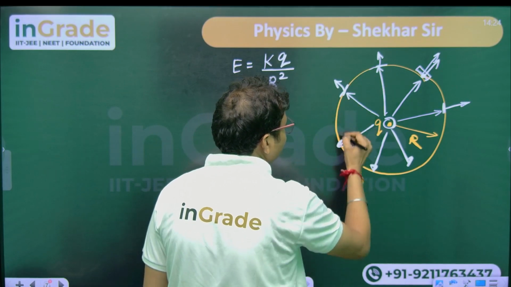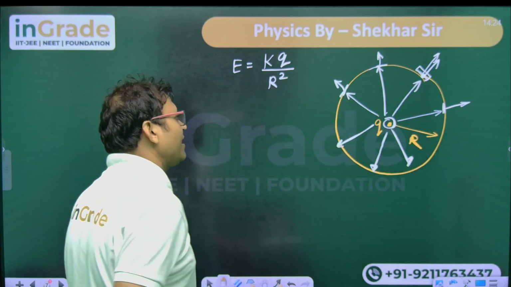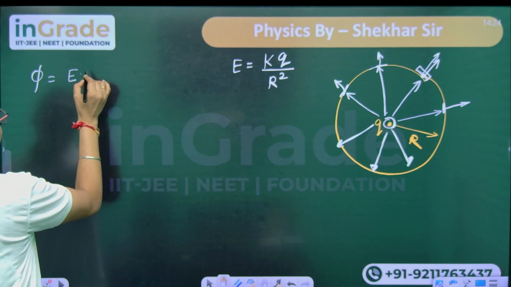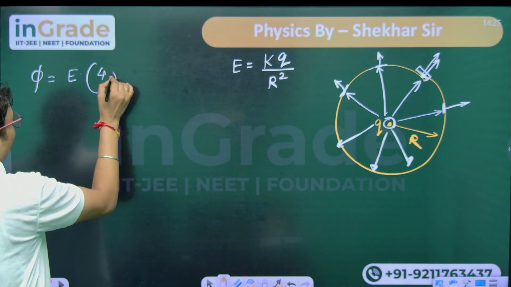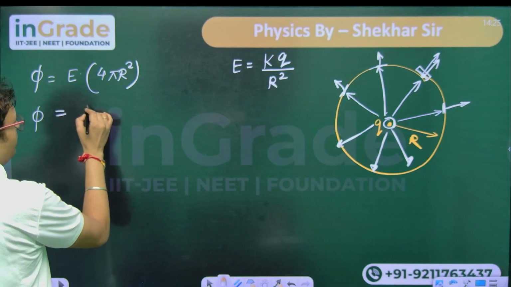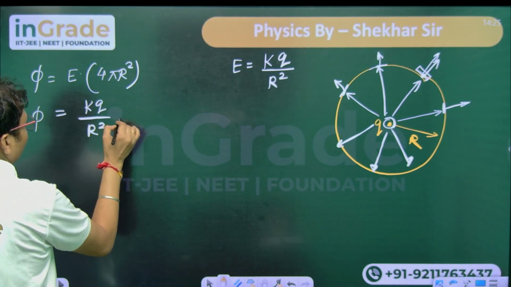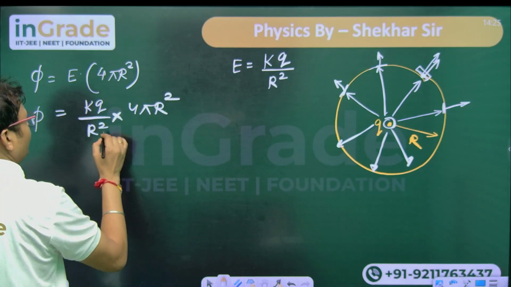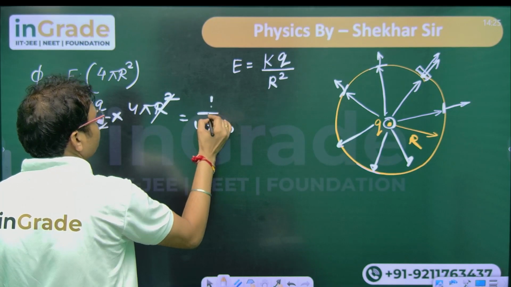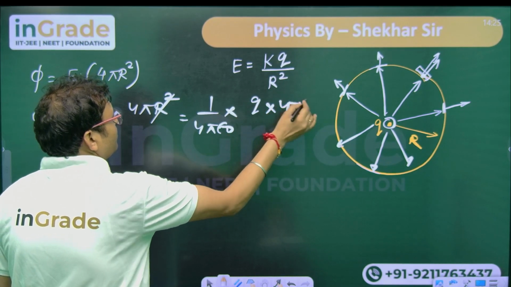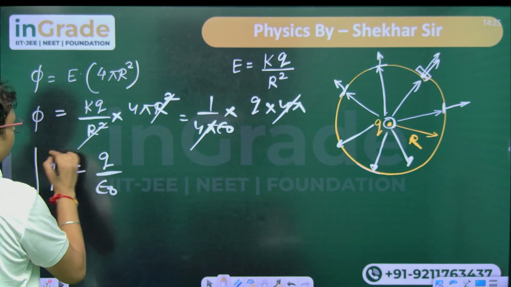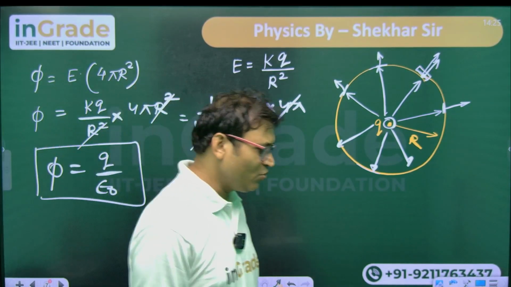So if we add all the area vectors, it will be the area of the sphere. So phi will be equal to E into the area of the sphere, 4 pi R square, and E is KQ by R square, so phi is equal to KQ by R square into 4 pi R square. R square gets cancelled out. K is equal to 1 upon 4 pi epsilon naught, into Q into 4 pi. This 4 pi will also get cancelled out. Phi is equal to Q upon epsilon naught.